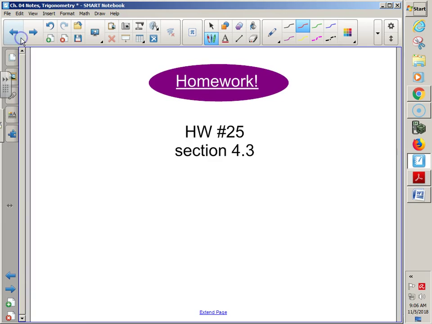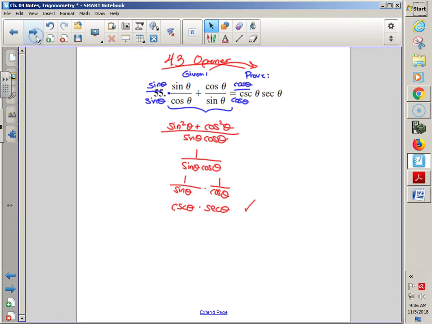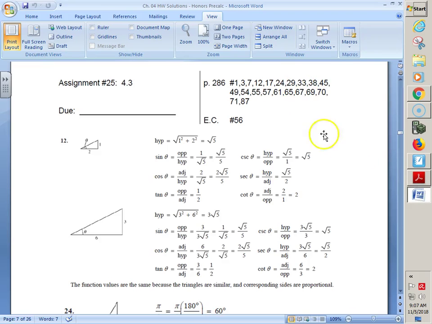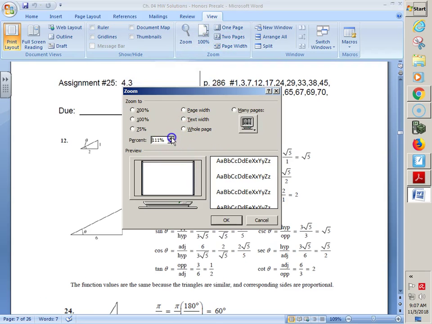All right, cool kids. With that, let's go ahead and grade section 4.3. How was this compared to the ones in homework? Harder, easier, the same? Okay, it's not that much different. Let me close the door because it's kind of chilly in here now. And we're looking at homework number 25. Section 4.3. And you guys were using triangles, true? Let me zoom in a little bit because some of these fractions get small.